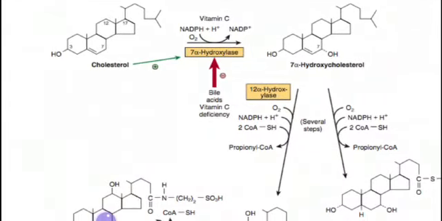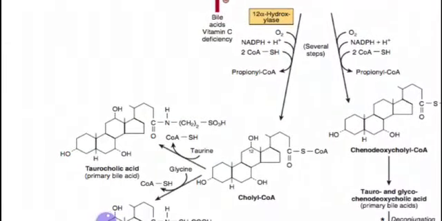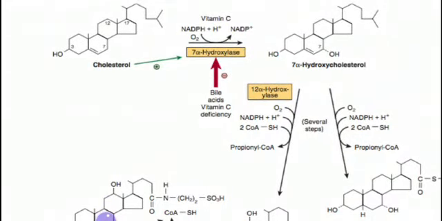This is the detailed pathway which shows the formation of primary bile acids, secondary bile acids, and their conjugated and unconjugated forms. So let's start with the cholesterol. The first reaction, cholesterol into 7-hydroxycholesterol, is catalyzed by 7-alpha hydroxylase. I have told you before that this is a regulated step.